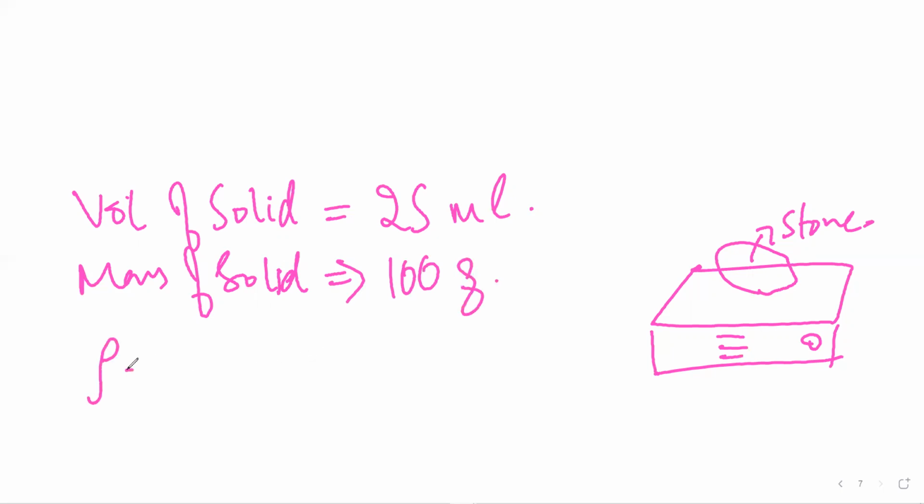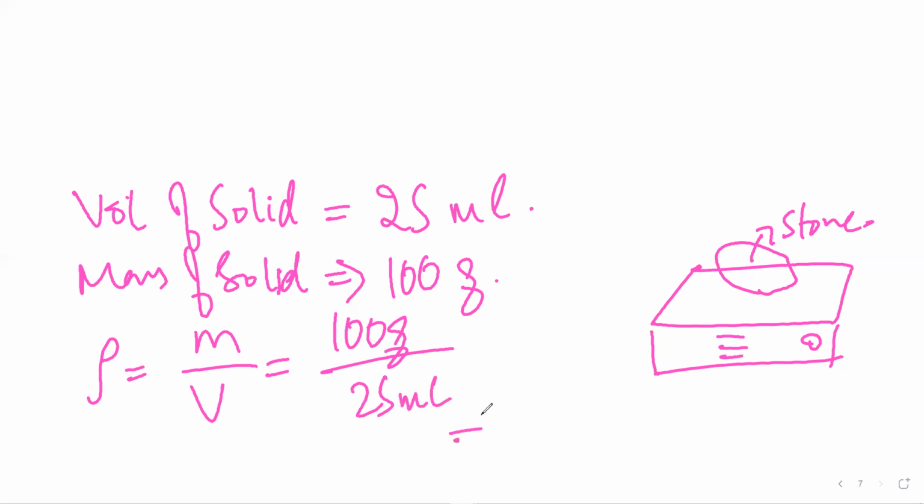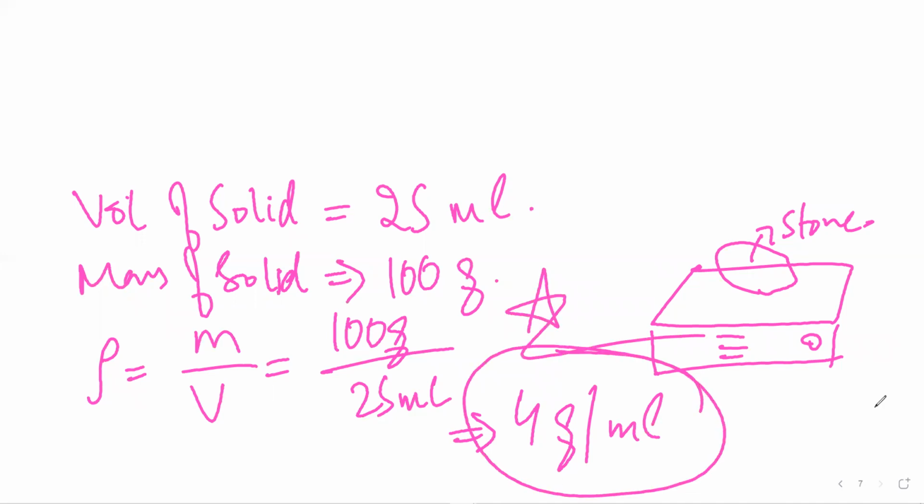So density is equal to mass upon volume. Mass would be 100 gram, volume would be 25 ml, and your final answer is 4 gram per ml. Have you understood? Yes, sir. Of course, there is unit conversion which is required, which I'm not getting into right now.